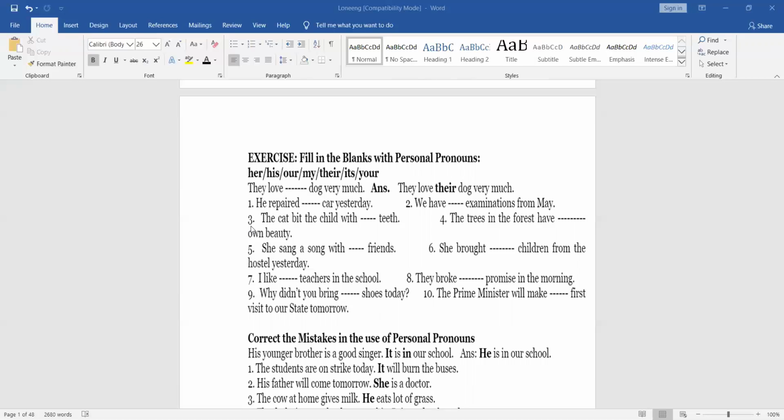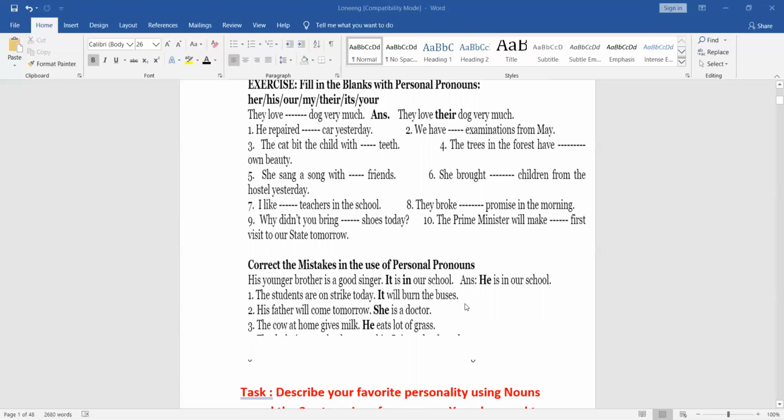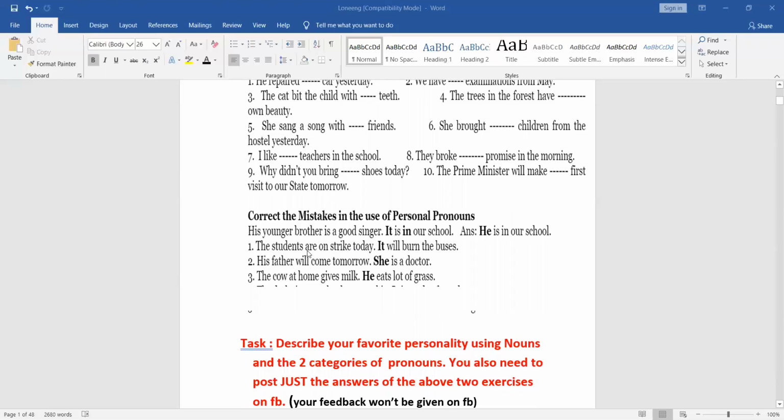I would like you to go through the other 8 exercises and write down the answer and post it on Facebook. Just the answers alone. Do not type the question out. There is another exercise for you to do. Correct the mistakes in the use of personal pronouns. So there's an example given here.